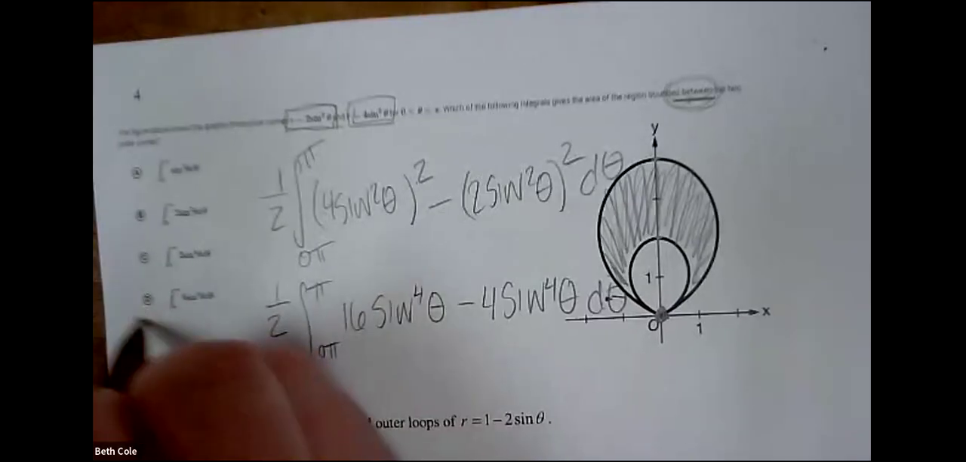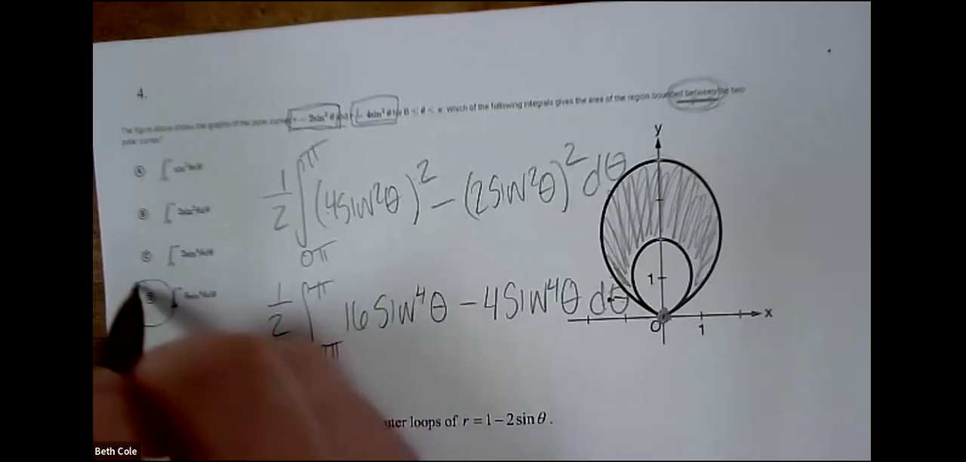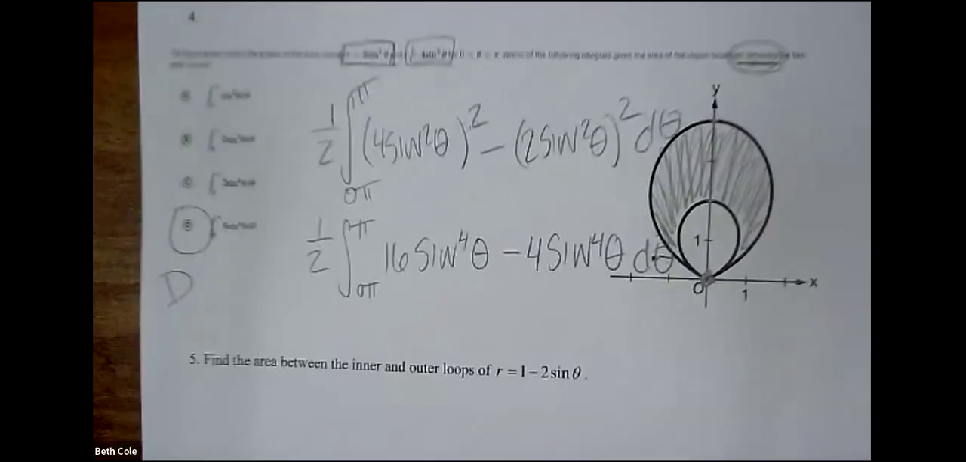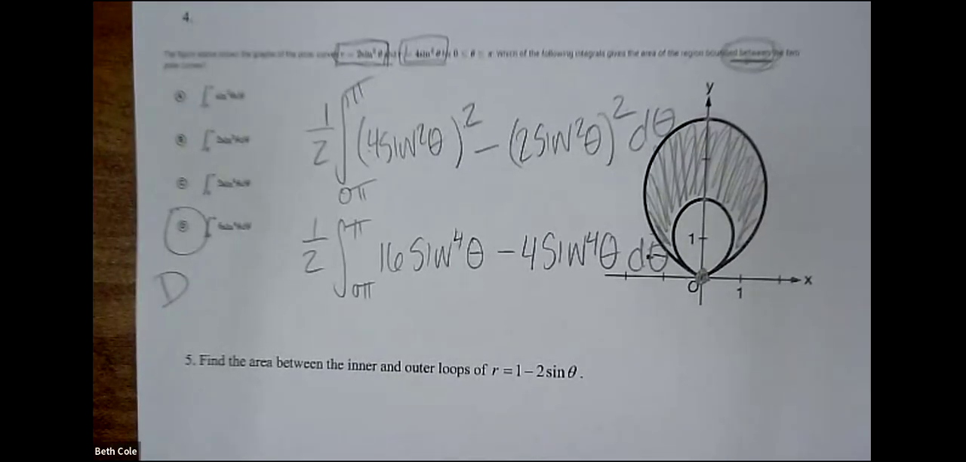So which one says that? D, as in delicious. Well, I feel like you should have narrowed it down to either C or D. Why should it have been C or D? Yeah, there's that sine squared. We knew it should have been to the 4th.